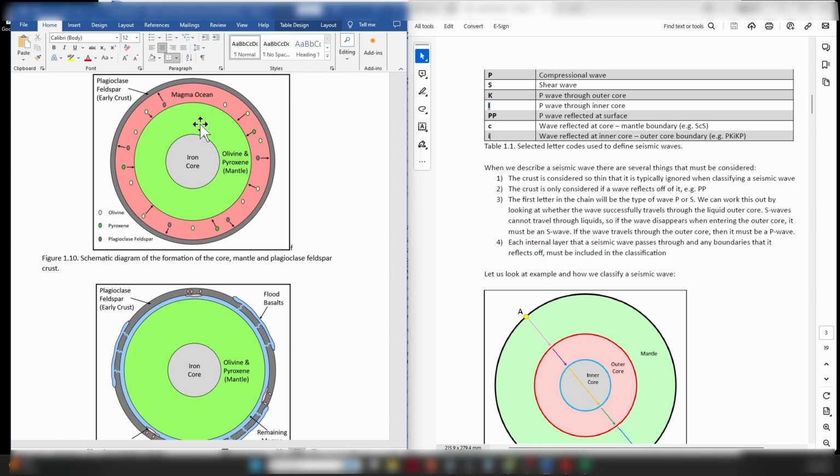Then, as the magma ocean continues to cool down, remember the magma ocean at this point is losing heat to space. So the magma ocean is steadily getting cooler. Eventually, it will get cold enough to begin precipitating, crystallizing silicate minerals. Now, obviously, it's still very hot, so it's only going to be able to crystallize out high temperature minerals. So it's going to start by crystallizing out the mineral olivine. And it's going to start crystallizing out olivine in very large quantities.